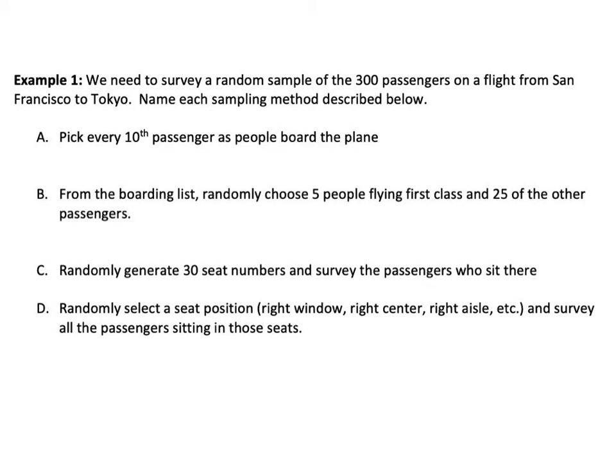What I would like you to do now is pause the video and see if you can identify what type of sampling method is described. We need to survey a random sample of the 300 passengers on a flight from San Francisco to Tokyo. Name the sampling method described. So first it says they pick every 10th passenger as people board the plane. That one is systematic.